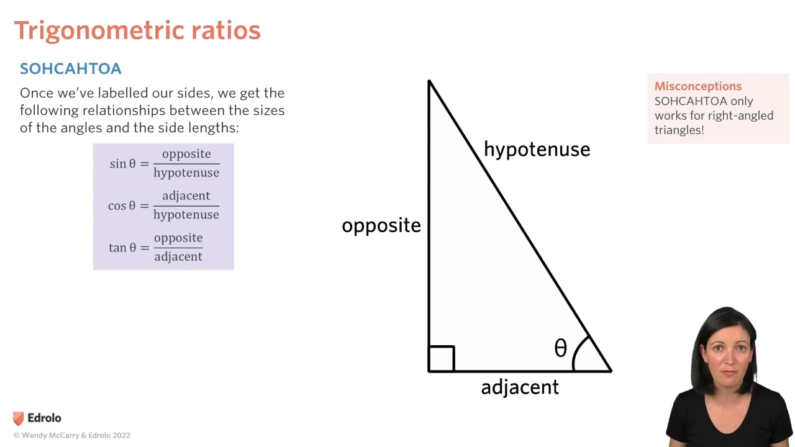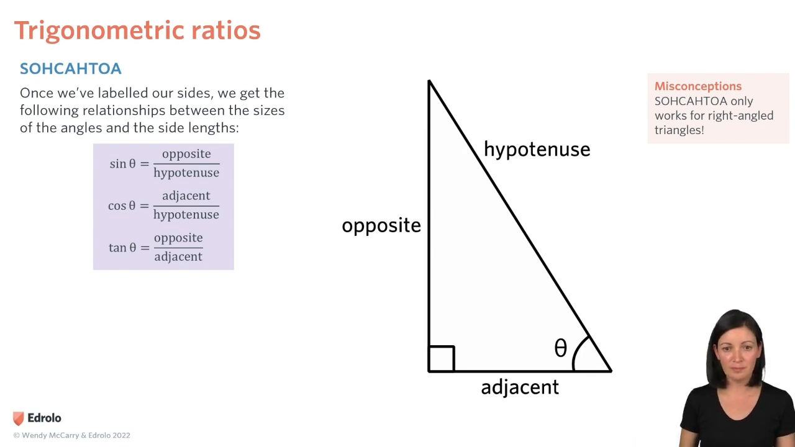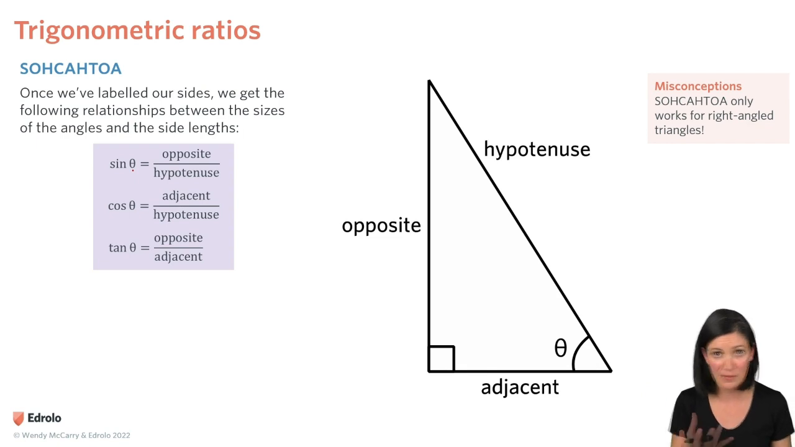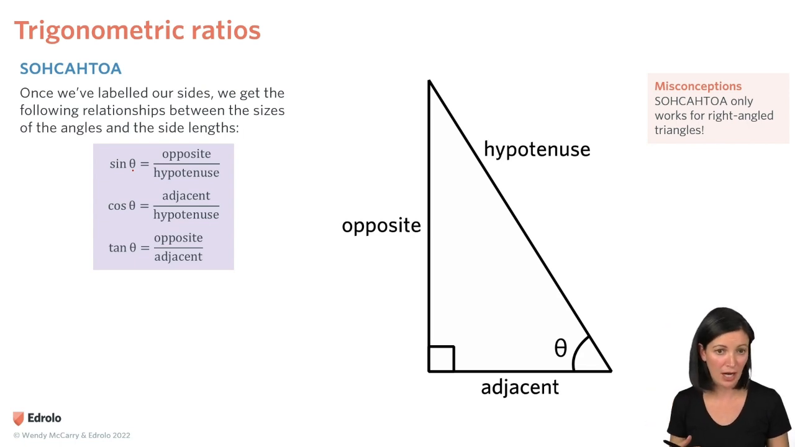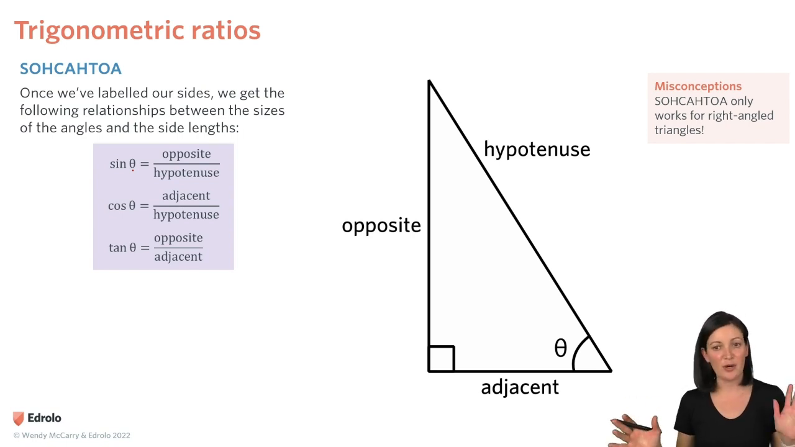Again, you're probably already familiar with these, but just to go through them, what we have here is that the sine of theta, whatever the angle size is, is equal to the length of the opposite side divided by the length of the hypotenuse. Similarly, we have cosine of theta is equal to the adjacent over the hypotenuse, and tangent of theta is equal to the opposite over the adjacent. So that's where we get our SOHCAHTOA.